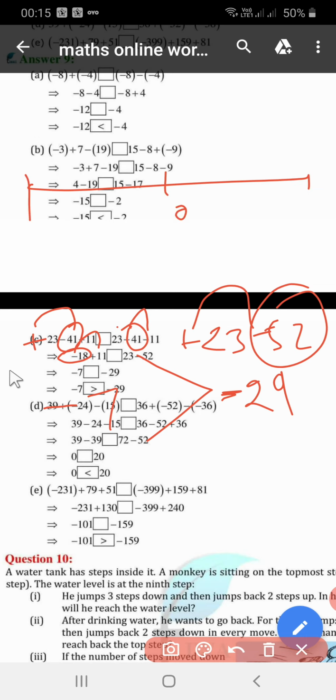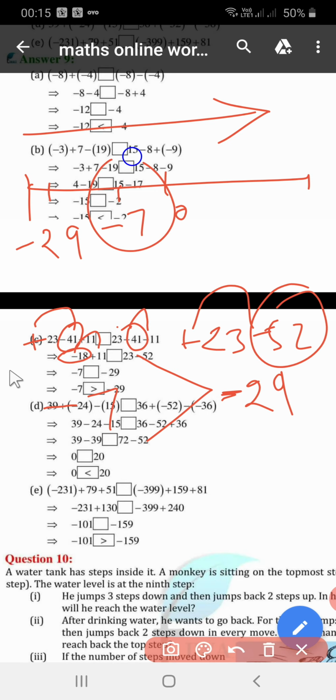This one is 0. Minus 7 will come. Then here will be minus 29. As we move towards the right side, values increase. So minus 7 is greater than minus 29. Is it clear? Okay.